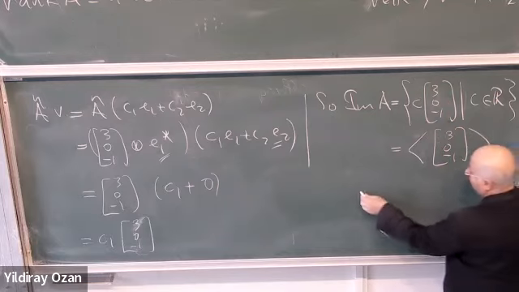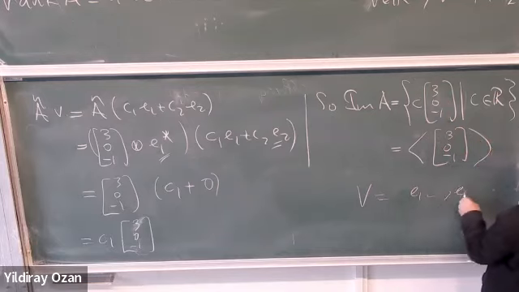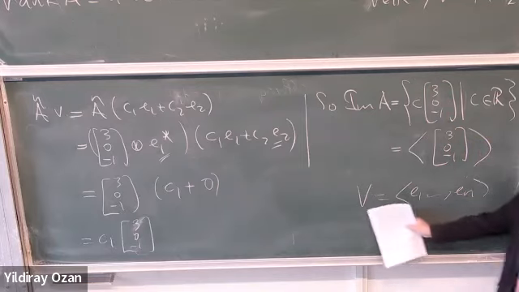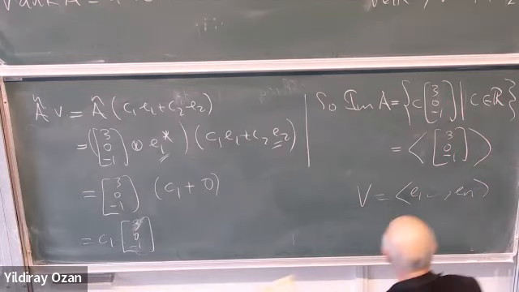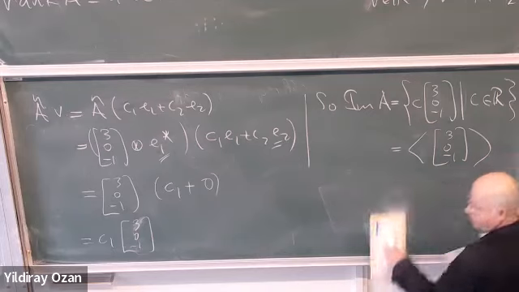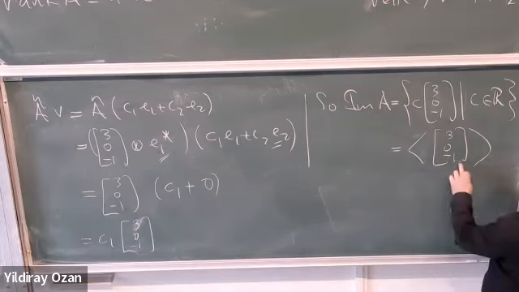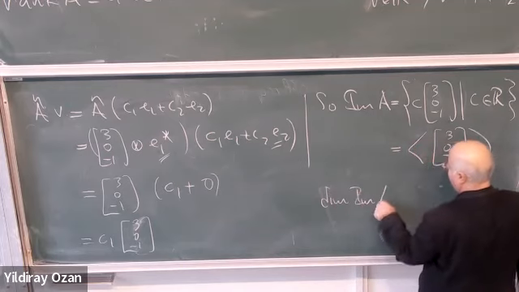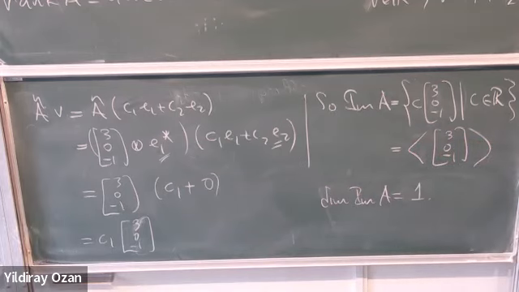If the basis of your vector space is, let's say, E1 to En, we write it like this: E1 through En span it. Here there is only one vector. So what is the dimension of this subspace? Well, everything is a multiple of this vector. So one vector spans everything. Therefore, the dimension of image A is just 1, right?